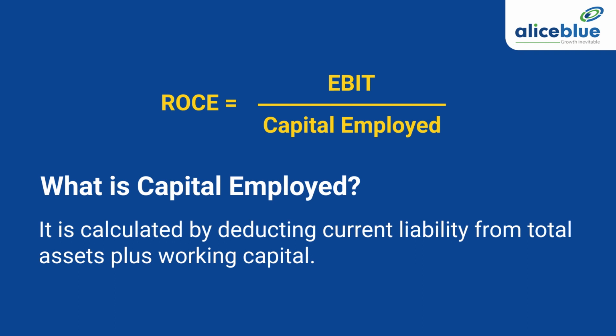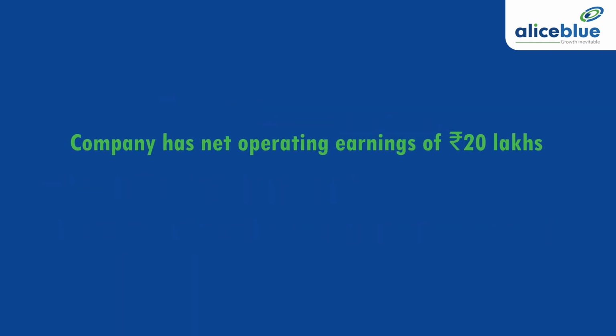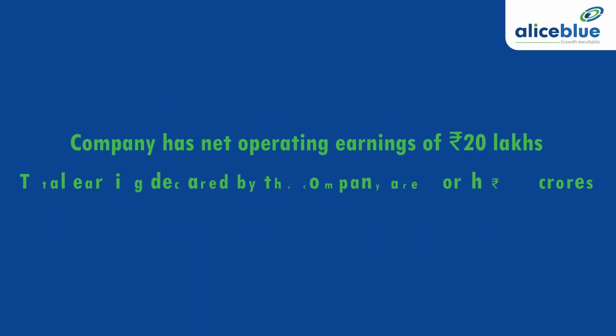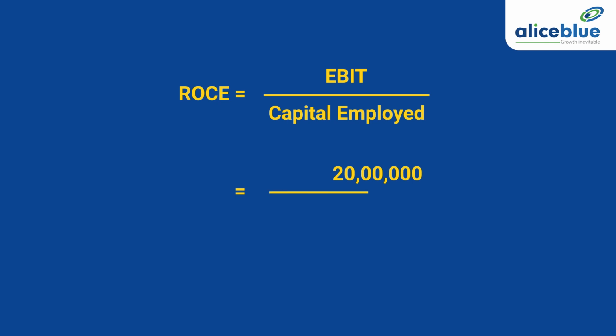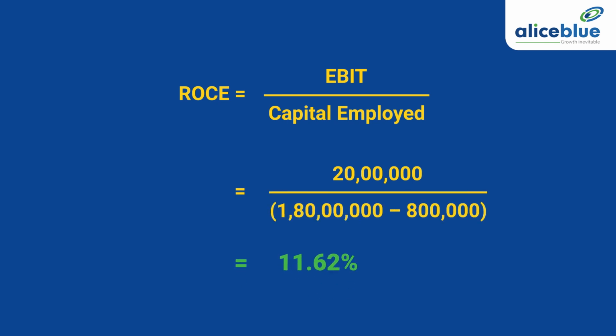Now let us understand this with the help of an example. Assume a company has net operating earnings of Rs 20 lakhs. Total earnings declared by the company are worth Rs 1.8 crores and current liabilities are Rs 8 lakhs. So ROCE, that is EBIT divided by capital employed, will be 20 lakhs divided by 1.8 crores minus 8 lakhs. This gives us a value of 11.62%. That is the ROCE of that company.